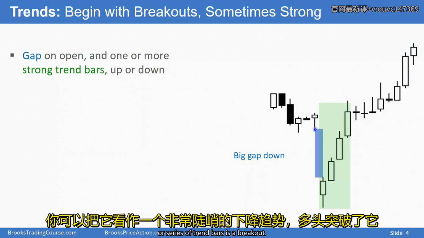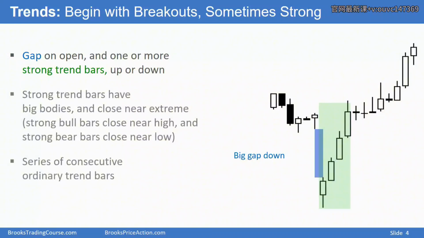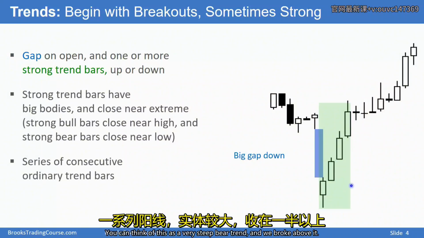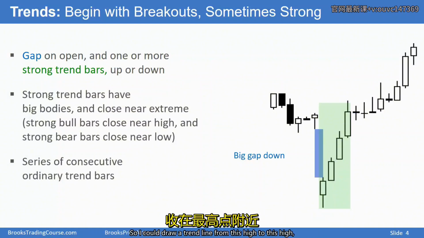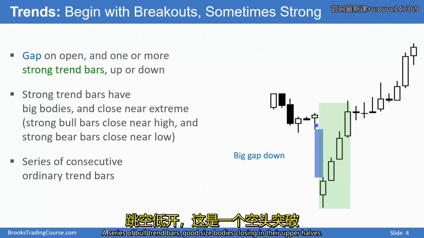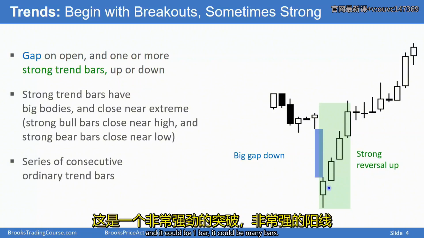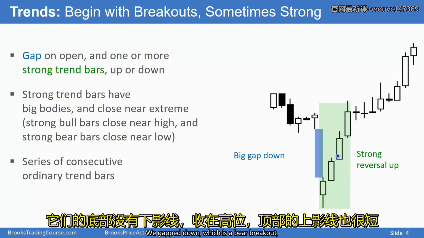You can think of this as a very steep bear trend, and we broke above it. So I could draw a trend line from this high to this high, and we're breaking above it. A series of bull trend bars, good-sized bodies closing in their upper halves. Here they're closing near their highs. And it could be one bar, it could be many bars. We gap down, which is a bear breakout, and then we reverse up, a bull breakout. This is a very strong breakout, very strong bull bars. No tails on the bottom, closes on the high, very small tails on top.